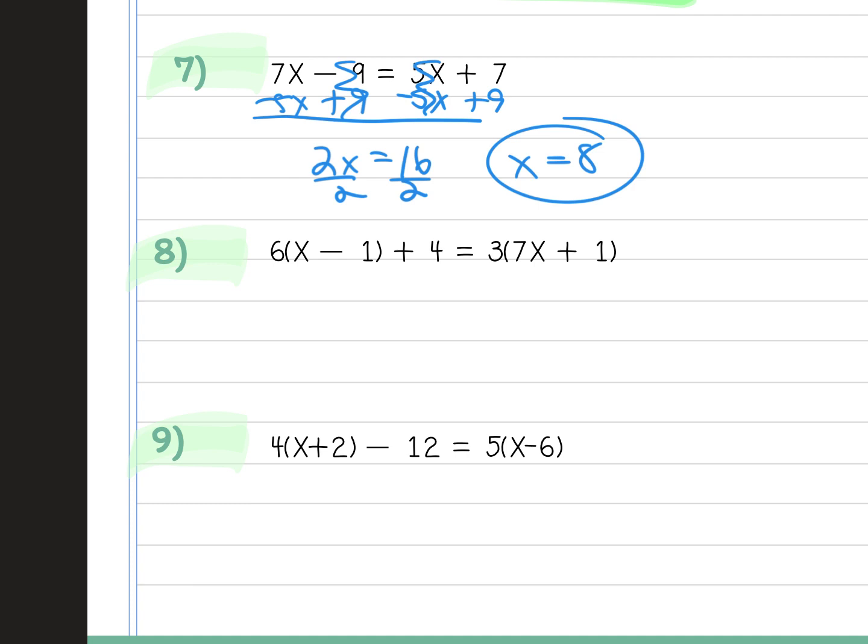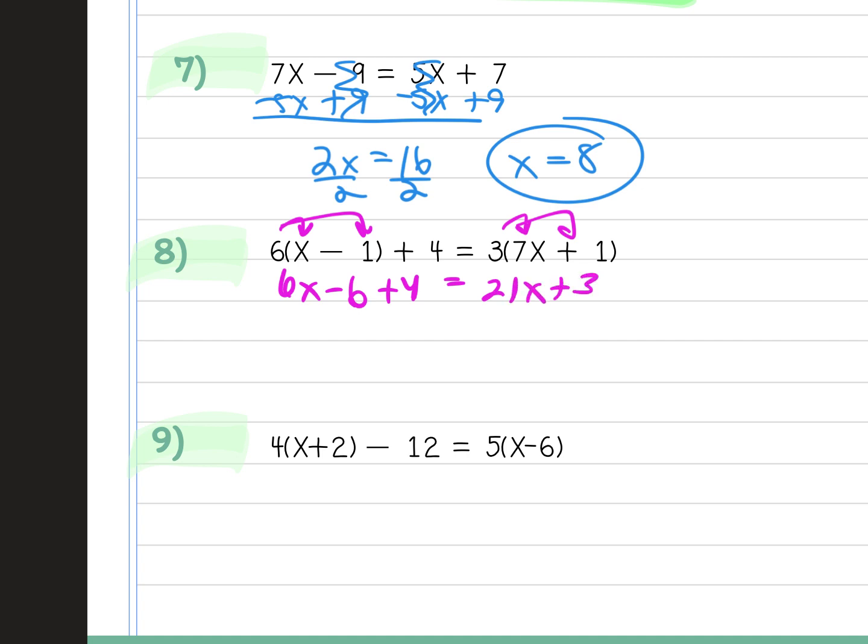How is 8 a little different? Parentheses. What do I need to do first? Yes, I have to distribute. Before you start moving stuff around, you have to get each side of the equal sign simplified as much as possible. So this 6 out in front means I have to distribute here and here. Do you guys agree this becomes 6x minus 6? Then plus 4 equals, if I distribute here, I have 21x plus 3.